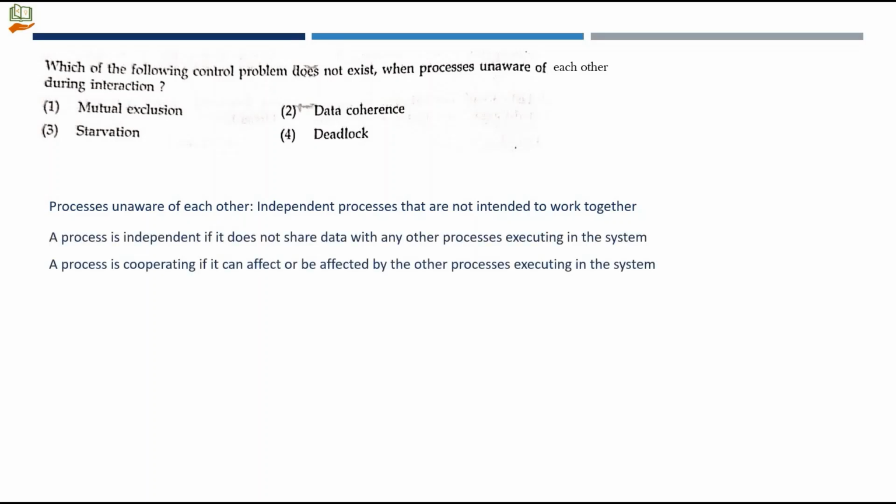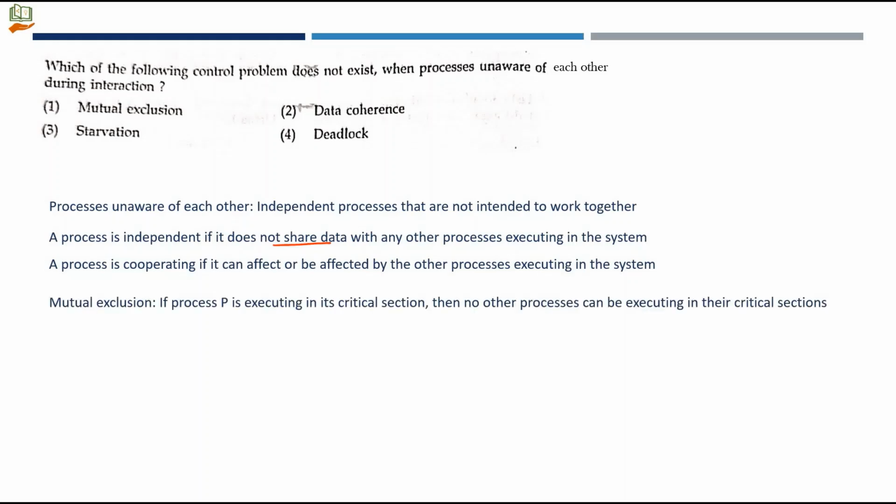A process is independent if it does not share data with any other processes executing in the system. A process is called cooperating if it can affect or be affected by the other processes executing in the system. Let's see a word about the options and then conclude which is the answer.